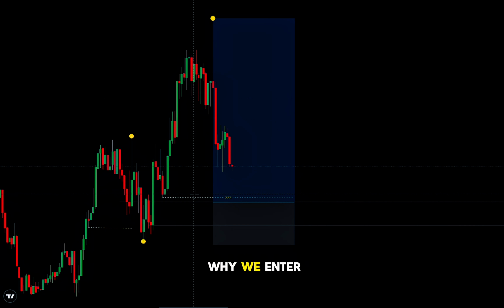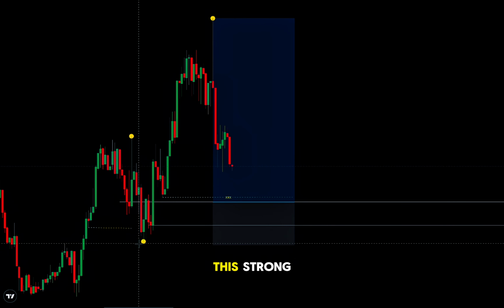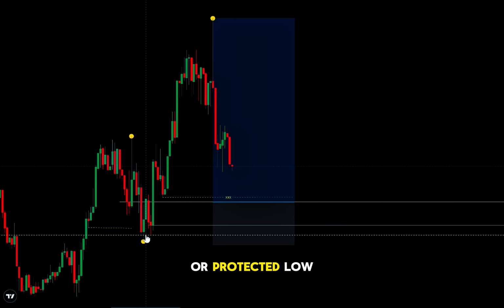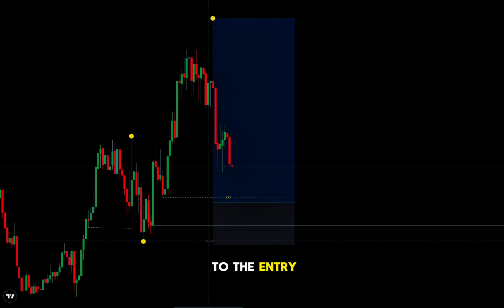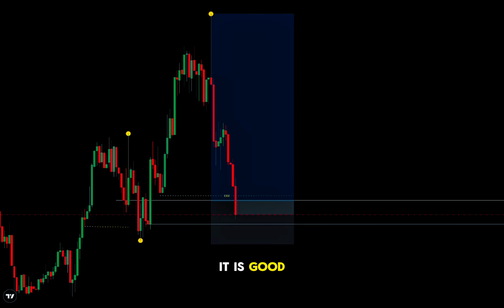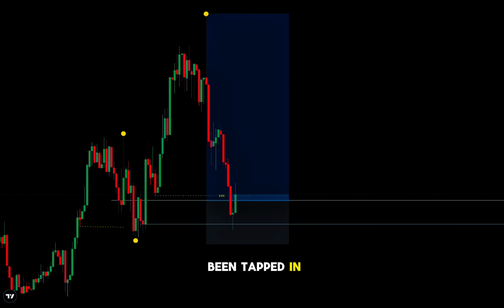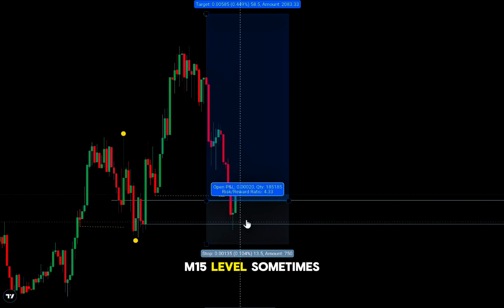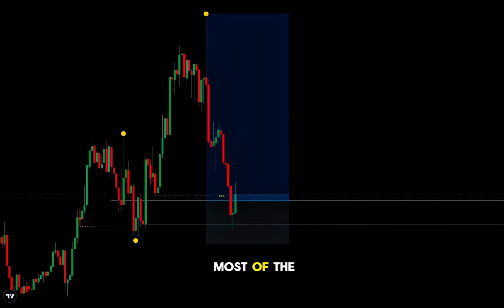And the reason why we entered directly here is because this strong or protected low is just close to the entry, so we can risk this and still have a 4R. It is good. Now we have been tapped in. You see price left the H1 level and tapped on the M30 M15 level. Sometimes it does that, most of the time.